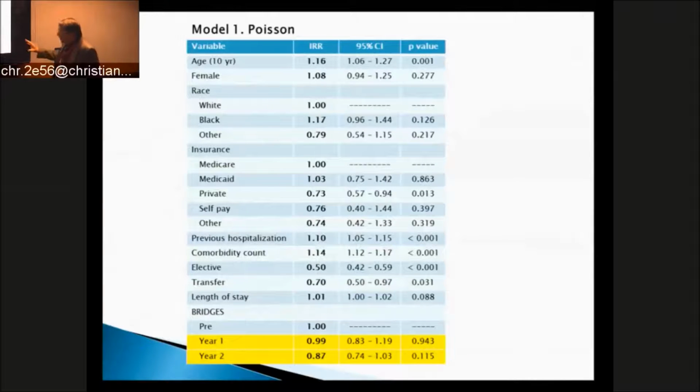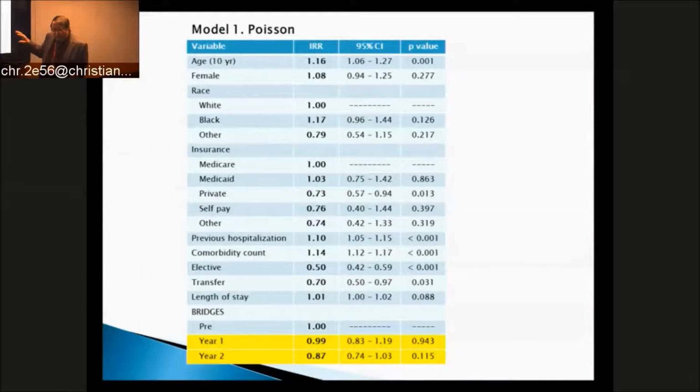So this is the Poisson, assuming we have a Poisson distribution. And so we can see that, I'll just sort of focus on our bridges analysis here. So 3 bridges, obviously that's the reference group. So we can see that there was no difference in the IRR, which stands for incident rate ratio. It's analogous to an odds ratio, but it's the rate. So if we just look at the point estimates, in year 2 we have about a 13% decrease in incident rate, which we think, oh wow, but you can see that's not statistically significant.